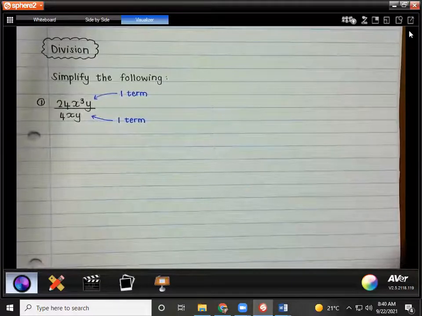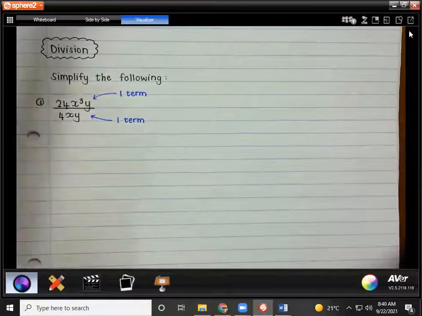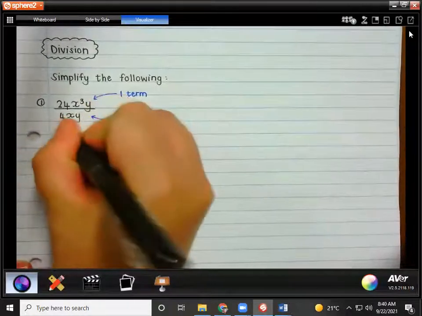Now guys, we have numbers, we have x's and we have y's. Okay, do you remember that we're going to do them all separately? So we're going to say, what is 24 divided by 4? 6. Okay, so my answer has to have a 6 in it.